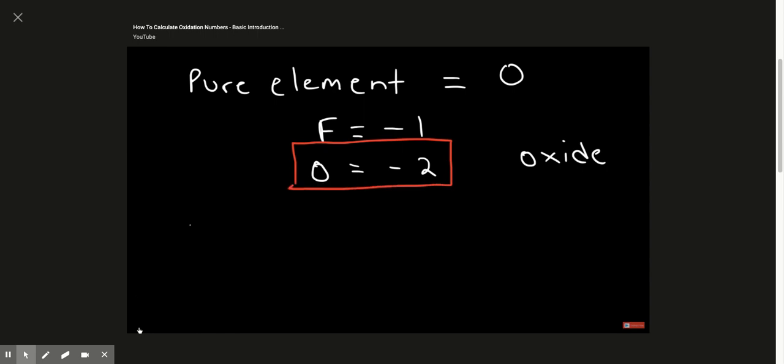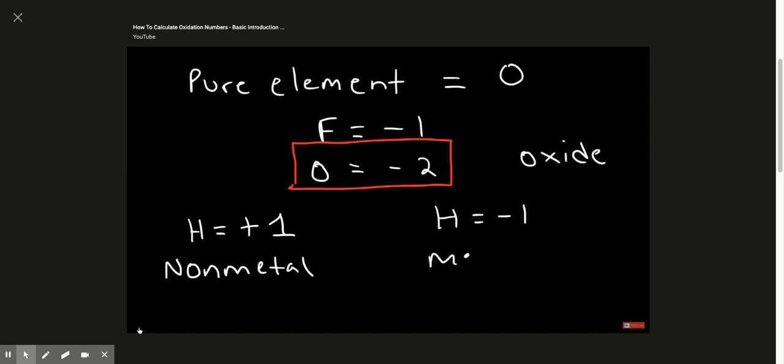Now, hydrogen will have an oxidation state of +1 when bonded to a nonmetal. When bonded to a metal, hydrogen will have an oxidation state of -1. And really, the key is electronegativity.